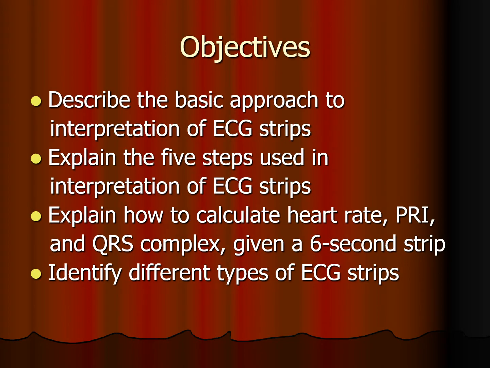All right, so we're going to look at the basic approach to interpretation of ECG strips. Now, remember, this is a review. This material was presented in 2040. You're expected to come in to semester 4 having this information in your back pocket. We're going to be expanding on this with advanced central perfusion topics in 2060 especially. We're going to explain the 5 steps used in interpretation of ECG strips, how to calculate heart rate, PR interval, QRS complex, using a 6-second strip, and we're going to identify different types.